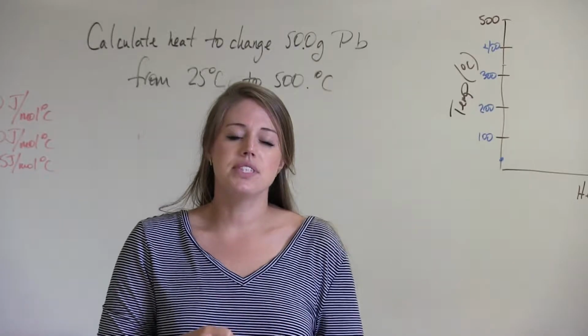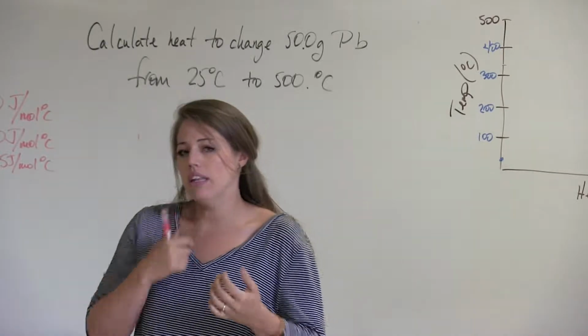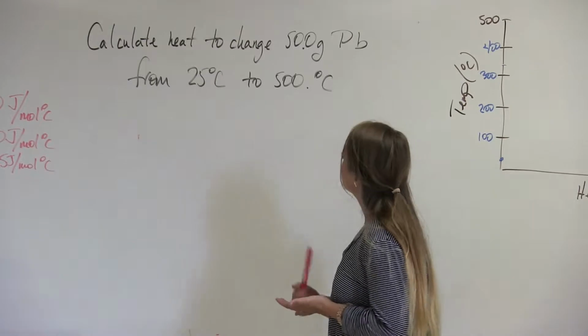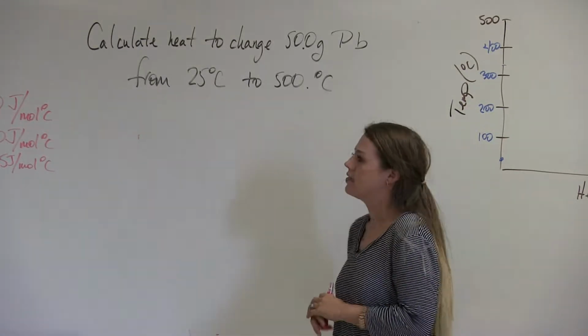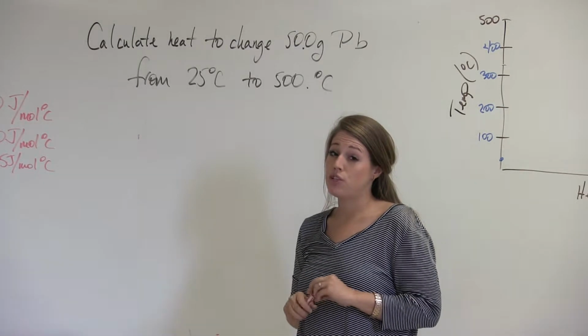Unit 6, Video 7, practice with the heating curve. Okay, so in here we've got a problem on the board that's going to require us to calculate the heat to change 50 grams of lead from 25 degrees Celsius to 500 degrees Celsius. Now notice this isn't just specific heat and this isn't just phase change.